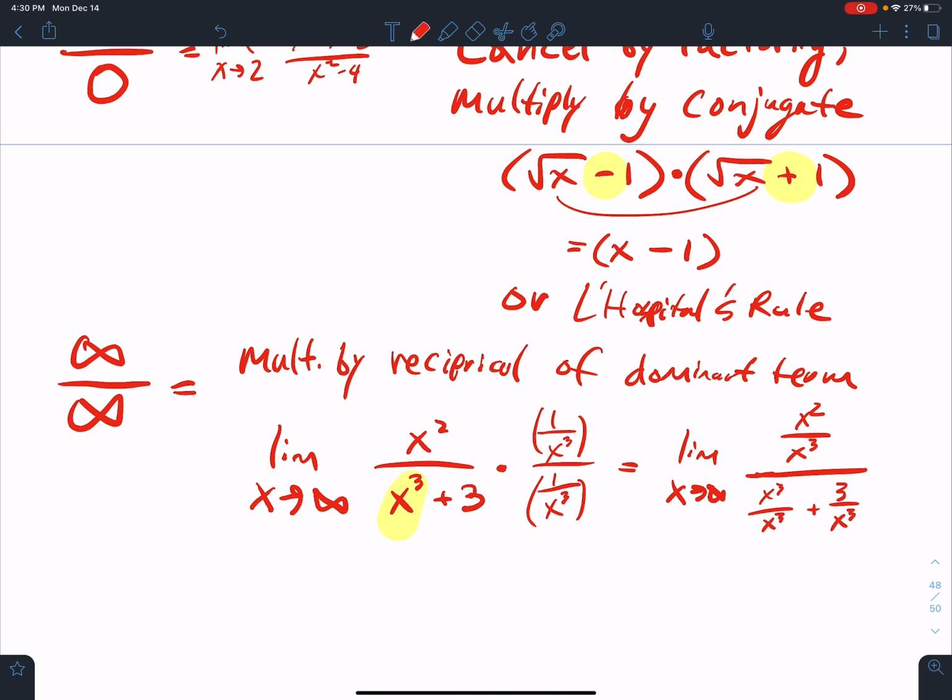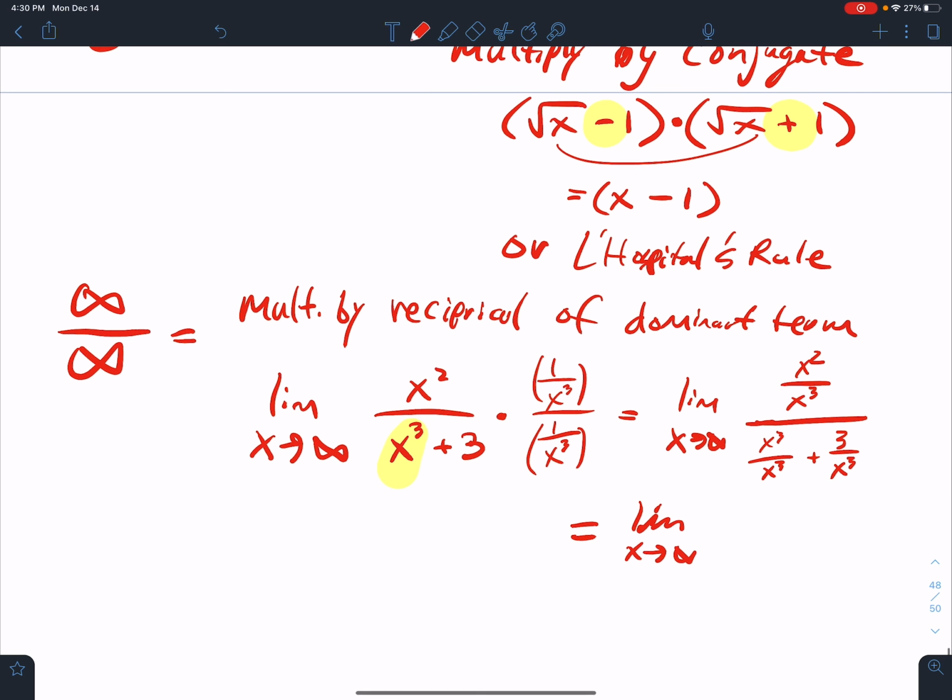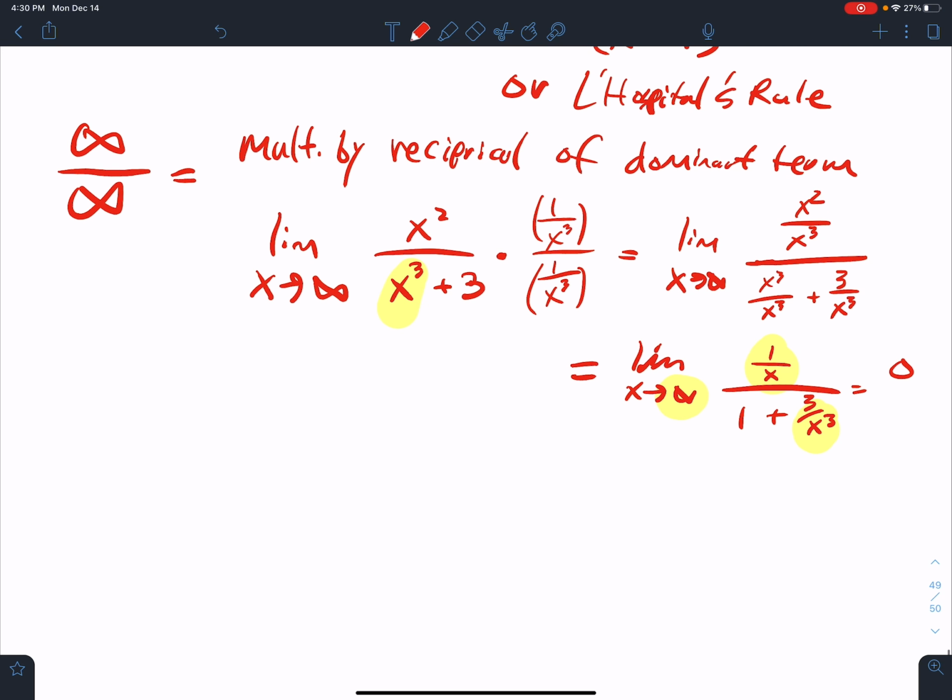And so what happens here? Well, that's going to reduce to the limit as x goes to infinity of 1 over x divided by 1 plus 3 over x cubed. What do you know about these two? As x goes to infinity, those are going to be going to 0. So it's 0 over 1 plus 0, which gets you 0 over 1, which is 0. Now that's a long way to do it. The easier way is just to use L'Hopital's rule.